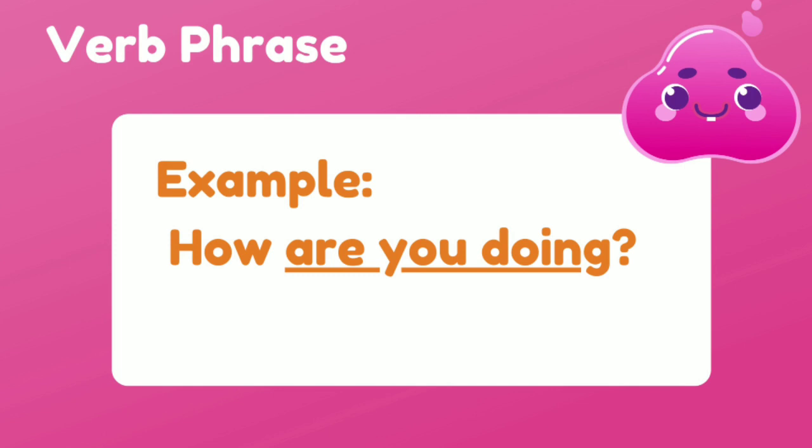Another example, how are you doing? In this sentence, the verb phrase is are you doing? It is a verb phrase because it consists of a linking verb are and the main verb doing.